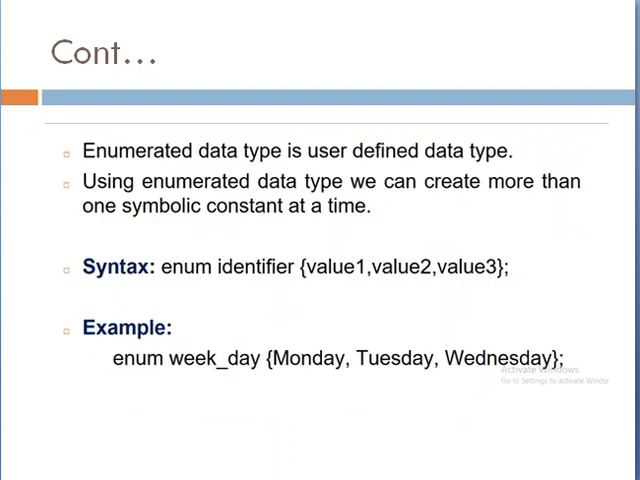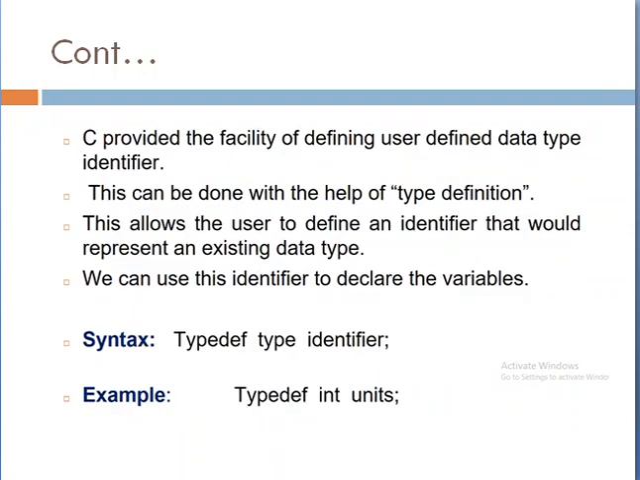Next, C provides the enumerated data type as we know earlier. And one more thing, it is typedef. Okay, it is known as a type definition. So this is written like that, type and def together. The whole word is typedef, followed by the type and identifier.